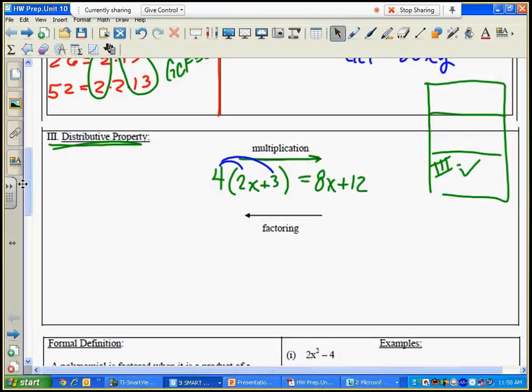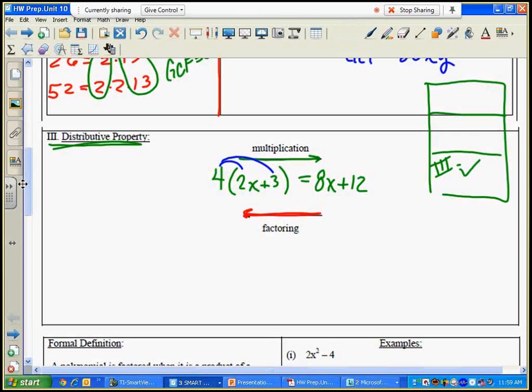Well, what I want to be working on today is going back the opposite direction. So if I was to give you 8x plus 12, I would want you to realize that 4 is the largest number, or the greatest common factor, that divides into 8 and 12. So we would actually extract that, or take that out of the expression. So 8x plus 12 would turn into 4 times 2x plus 3.